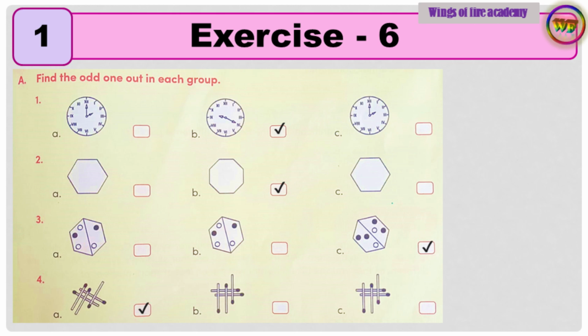Question 1. Find the odd one out in each group. Answer is given directly.